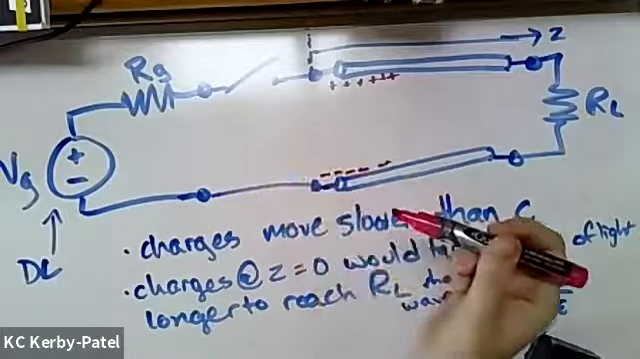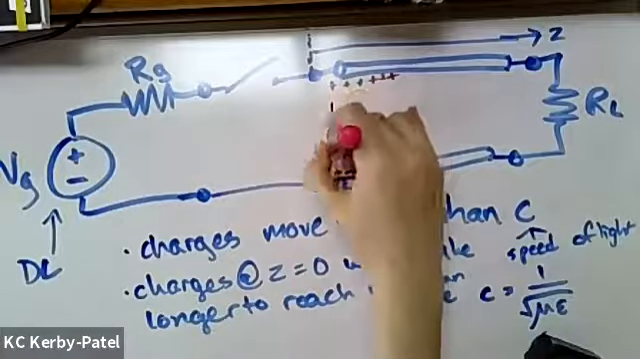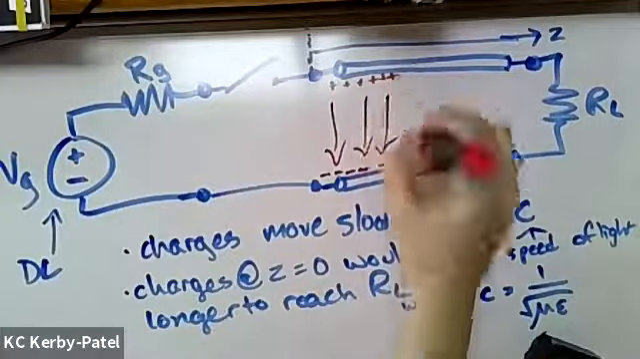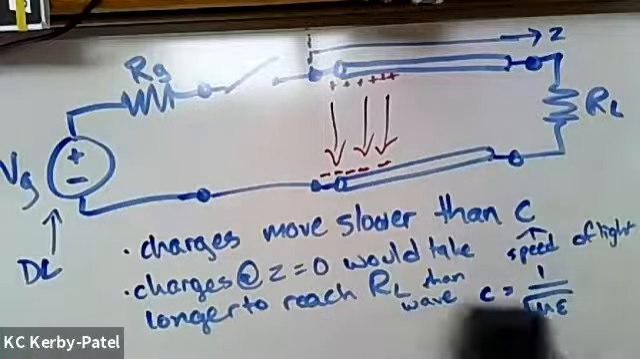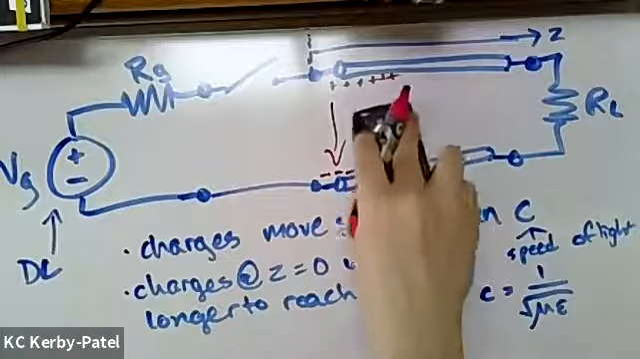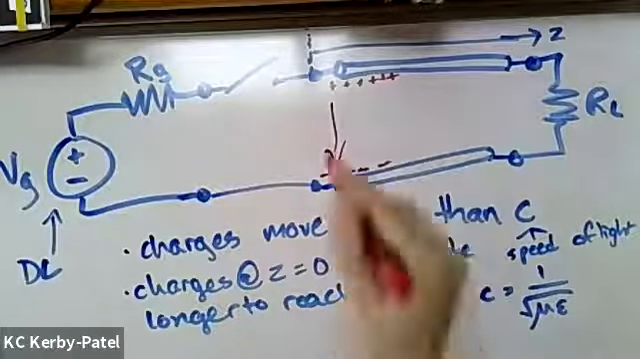So that sets up a time-varying electric field. And a time-varying electric field means that we have a non-zero displacement current.